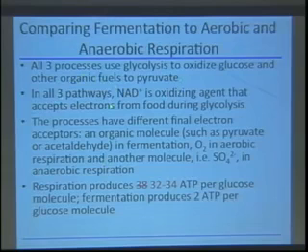And then in all 3 pathways, NAD+ is an oxidizing agent that accepts electrons from food during glycolysis and gets reduced in the process to NADH. Right? So those are properties that are shared by all 3 of these pathways. But they're different in that they have different final electron acceptors. So in the case of fermentation, the final electron acceptor is an organic molecule, right? So like pyruvate or acetaldehyde.